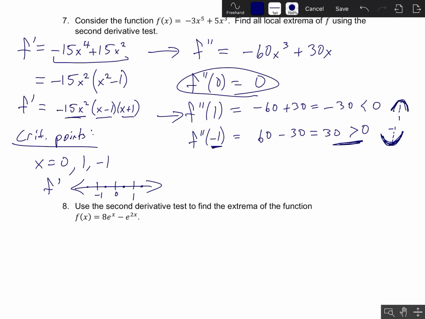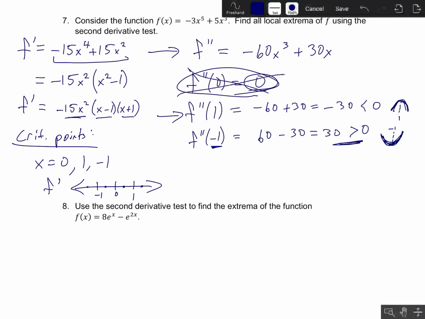Unfortunately, we do have information about the concavity, but we don't know whether f double prime at 0 is going to give us a local max or a local min, because this is neither positive nor negative. So unfortunately, this is just inconclusive. So one downside to the second derivative test is that sometimes if you just get a 0, you don't know if you're looking at a local max, a local min, or neither.